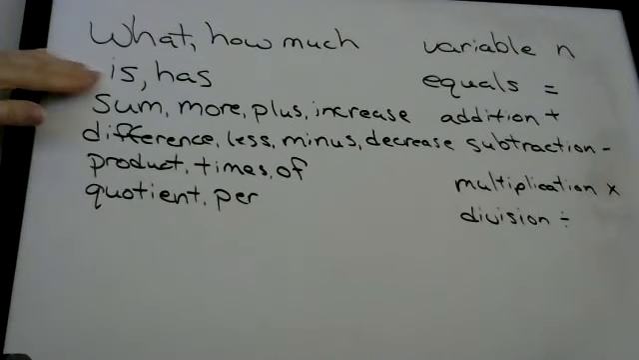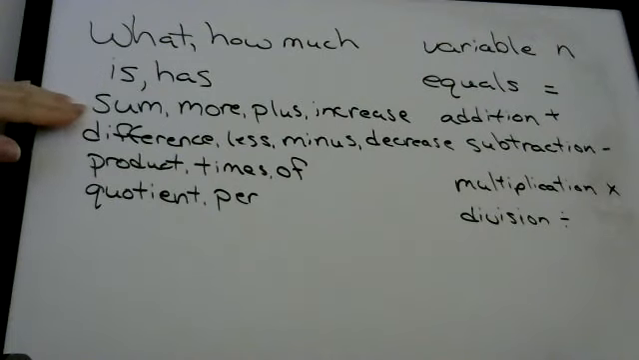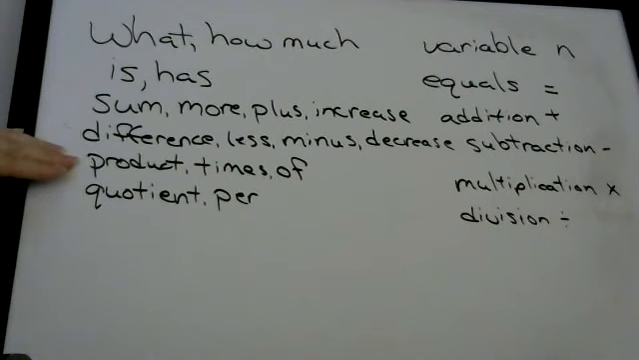Is and has means equals. Sum, more, plus, increase means addition. Difference, less, minus, decrease means subtraction. Product, times, or of means multiplication. And quotient or per means division.